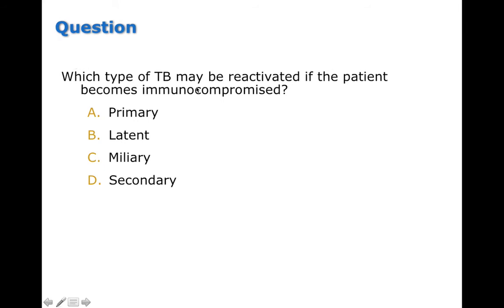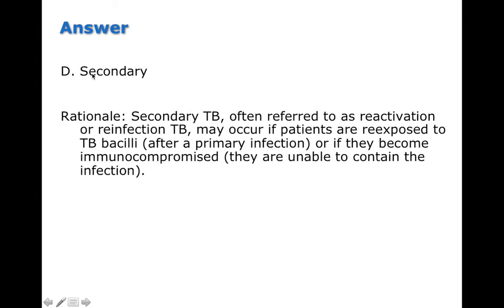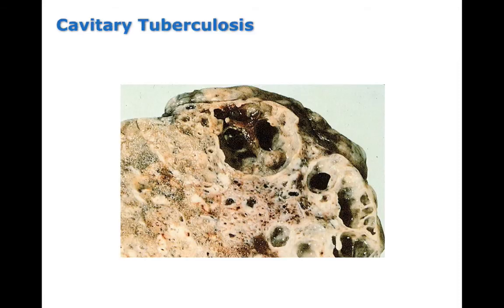Now this question here says, which type of TB may be reactivated if the patient becomes immunocompromised? Well, this would be more associated with secondary, right? Like if you were immunocompromised, it would make sense then that an already latent TB within your lung tissue or other organs could reactivate and cause problems as a result of being immunocompromised.